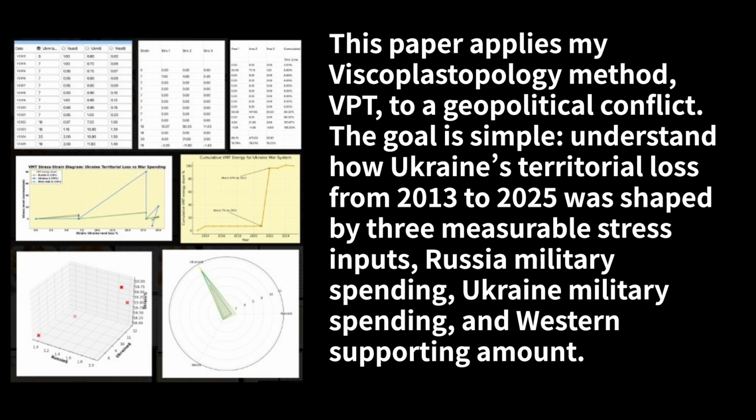This paper applies my Viscoplastopology method, VPT, to a geopolitical conflict. The goal is simple: understand how Ukraine's territorial loss from 2013 to 2025 was shaped by 3 measurable stress inputs: Russia military spending, Ukraine military spending, and Western supporting amount.